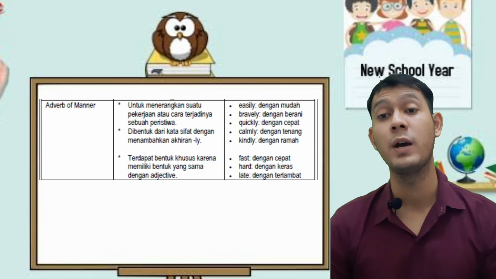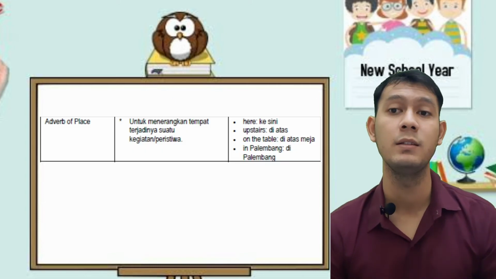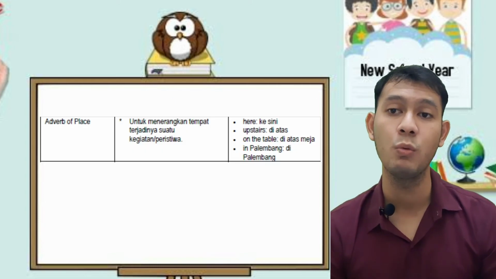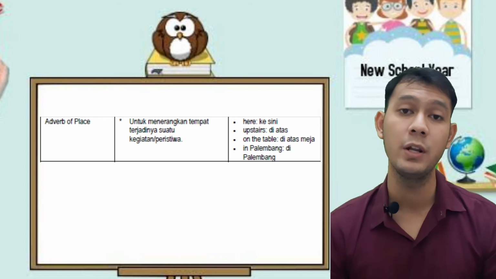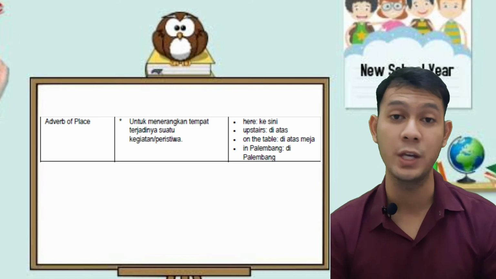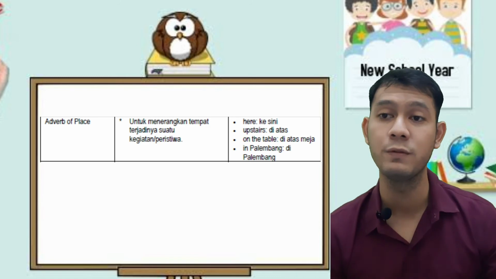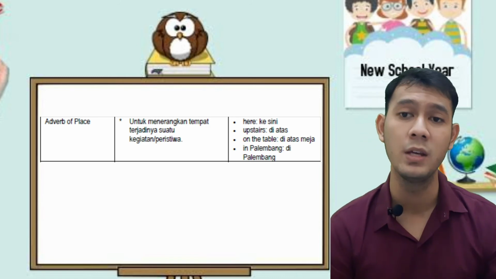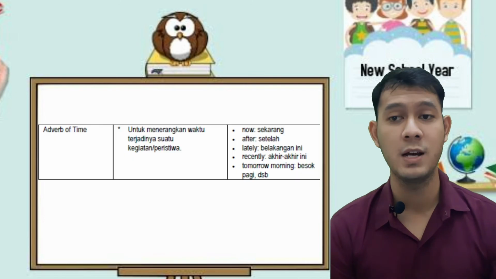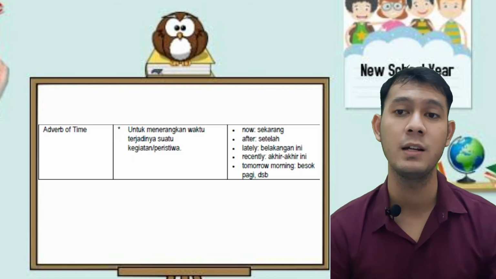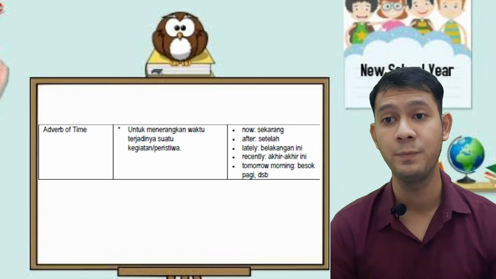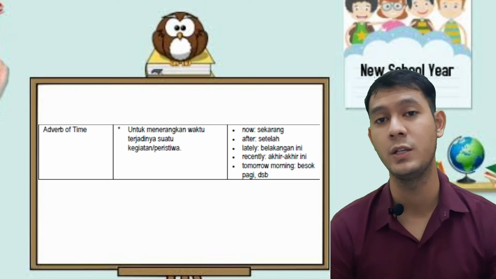Now we have also adverb of place, keterangan tempat yang pastinya berfungsi untuk menjelaskan tempat terjadinya suatu kegiatan. For example, here, upstairs, on the second floor, in front of, ya banyak lagi lah ya, there are so many. Kemudian ada adverb of time. The function is to tell the time. Oke, untuk menjelaskan waktu terjadinya suatu kegiatan atau peristiwa.